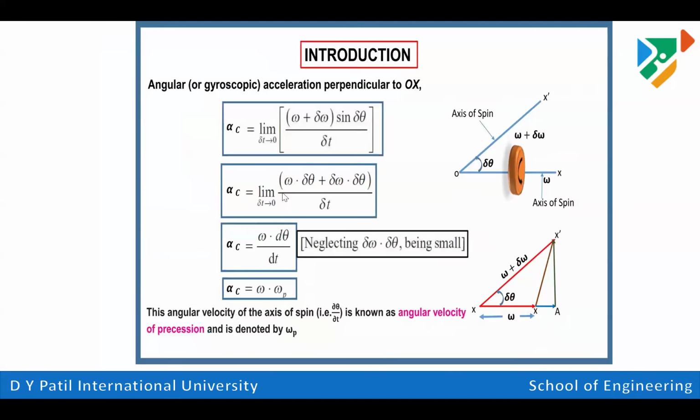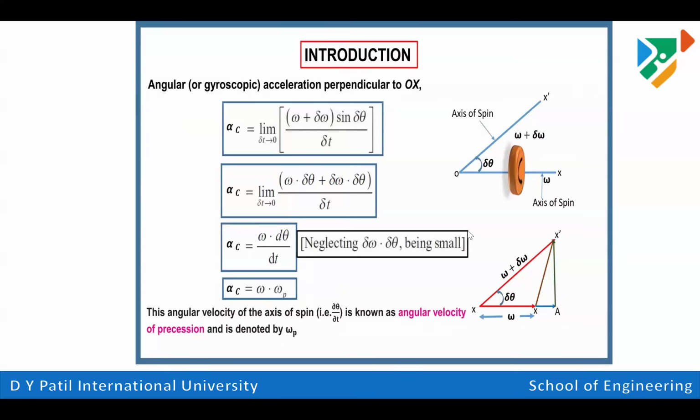Next, to get the acceleration value perpendicular to Ox, we again define it with respect to time. So omega plus delta omega sine delta theta is perpendicular to Ox. If we take the gyroscopic acceleration perpendicular to Ox, it will be omega delta theta plus delta omega delta theta upon dt.